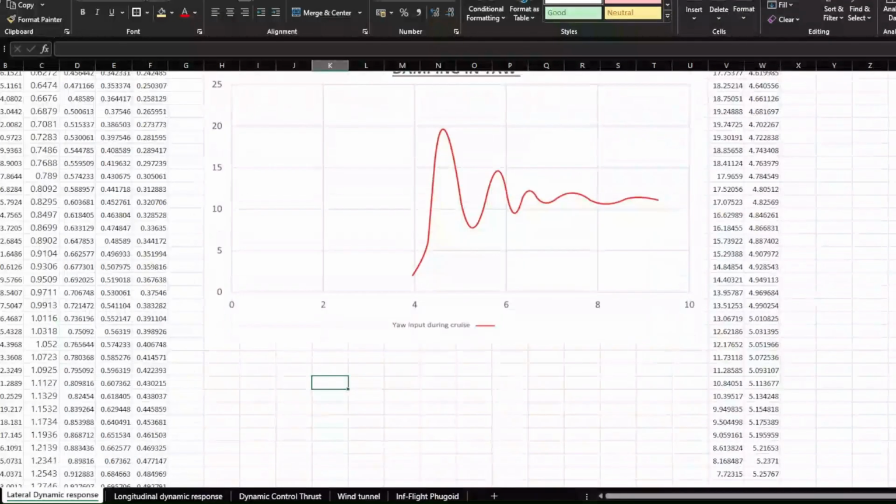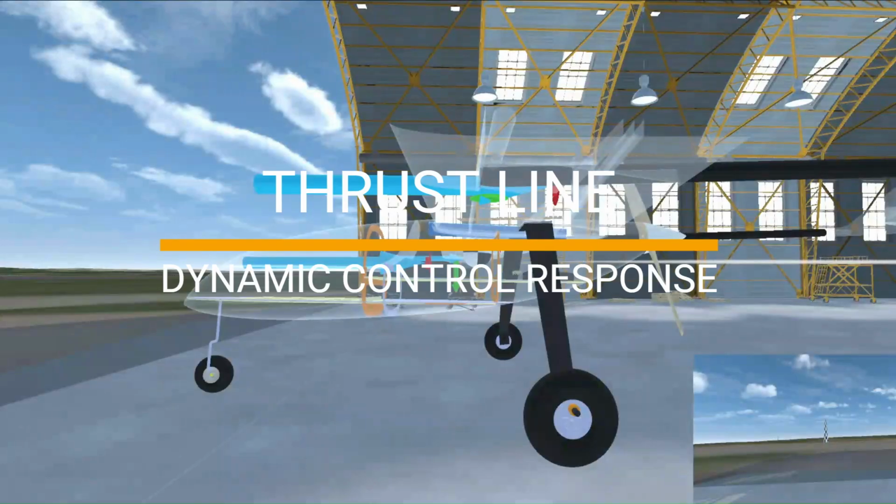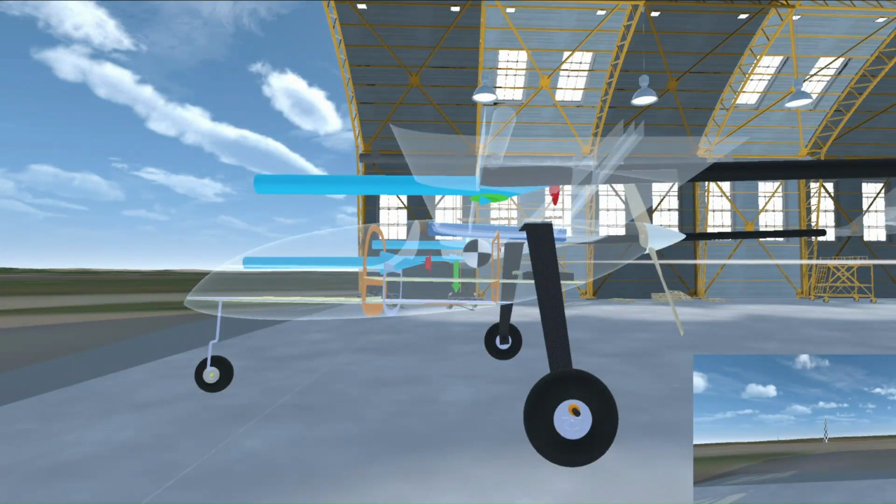Looking at the yaw input during cruise, the damping of the yaw response is lower than the damping of the roll. For the dynamic control response, the thrust line of the Albatross is offset.